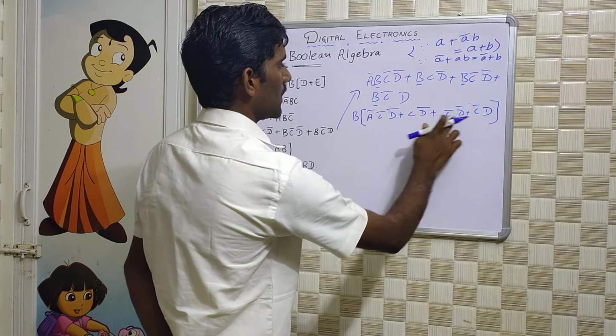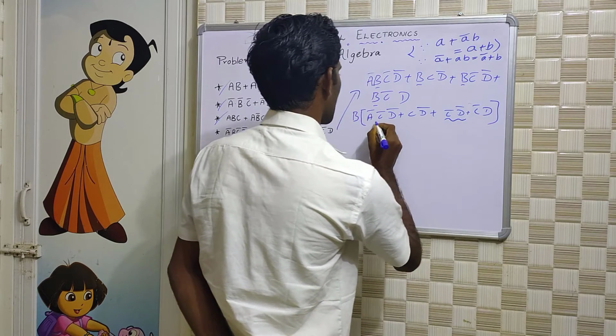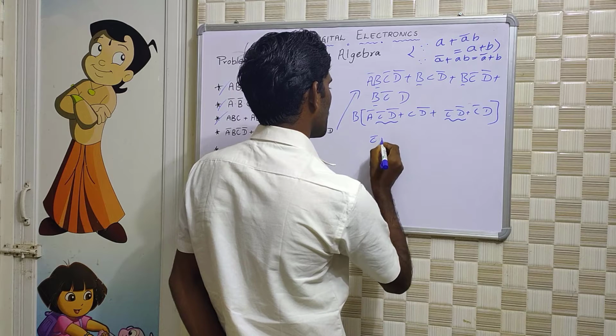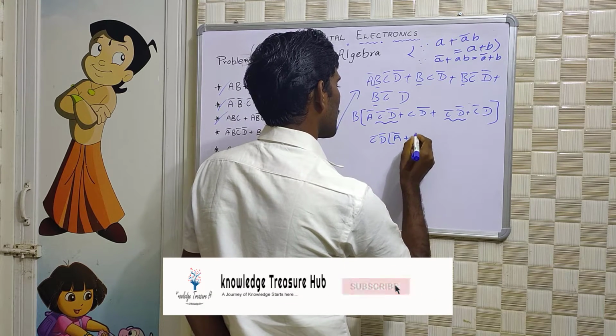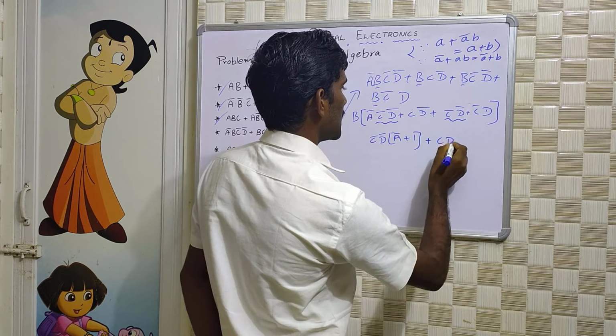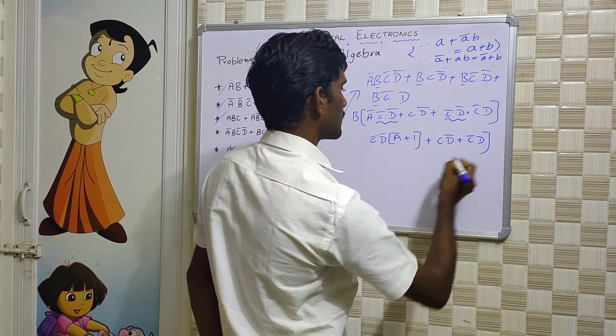From these two terms we have C bar D bar as common, so we take C bar D bar common, and then it will be A bar plus 1. Similarly, we also have C D bar plus C bar D.